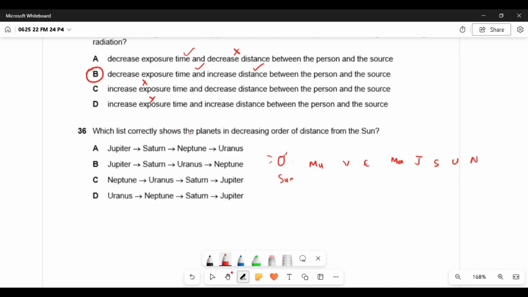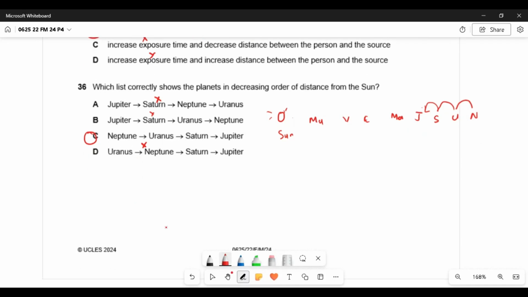So, here we are going to find decreasing order, meaning from here to here. If you see Jupiter, then Saturn, the distance is increasing. Neptune to Uranus, then Saturn, then Jupiter. Yes, this order is decreasing. Uranus, Neptune, the order is wrong. So option C is the correct one.